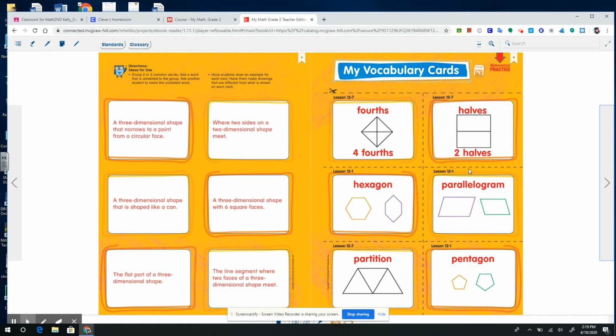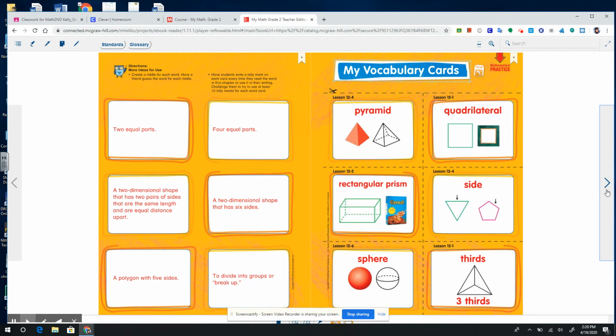Fourths, halves, parallelogram, partition, hexagon, pentagon, pyramid. These are our newer words. Pyramid, rectangular prism. These two you probably had little exposure to in kindergarten and first grade, but by second you need to have mastery of them. The pyramid's interesting because it has a square at the bottom. That bottom face is a square.